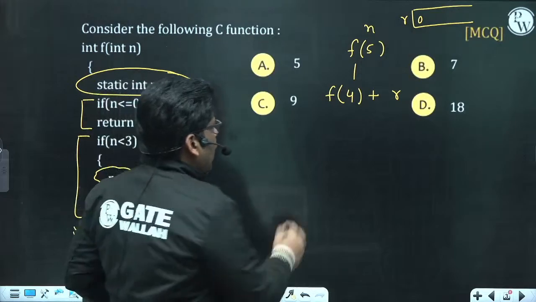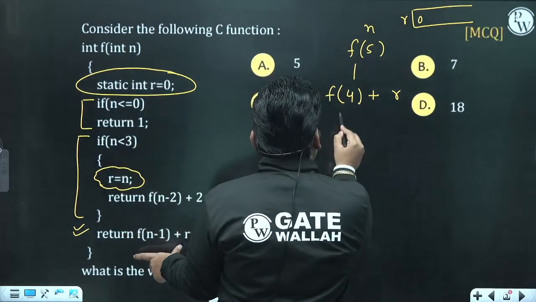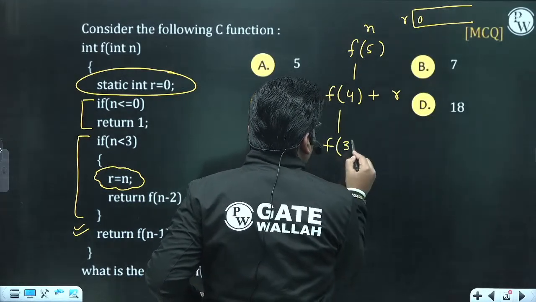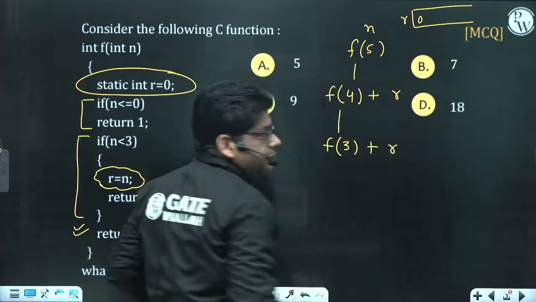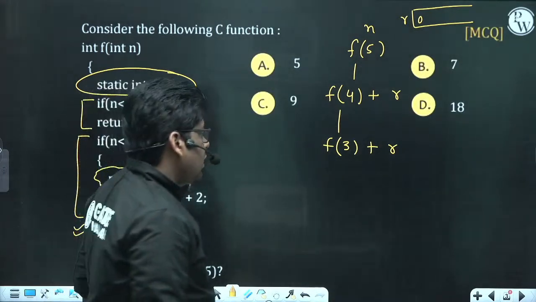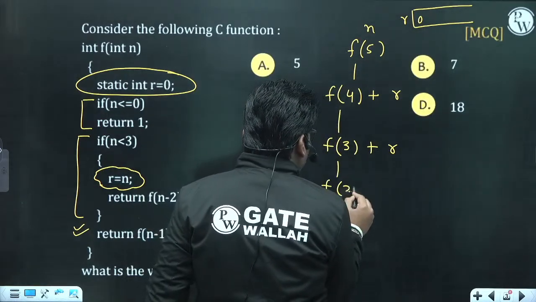Okay, sir. Now, what is the value of f of 4? Sir, again for f of 4, this call would be invoked. That is why it will call f of 3 plus r. Got the concept? Done. Now for f of 3, again this call is there. That means f of 2 plus r.